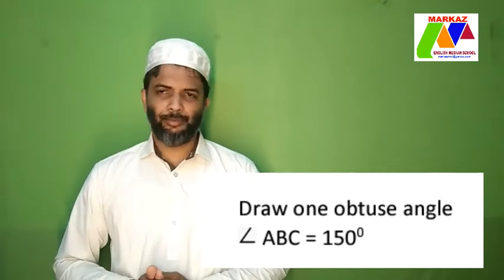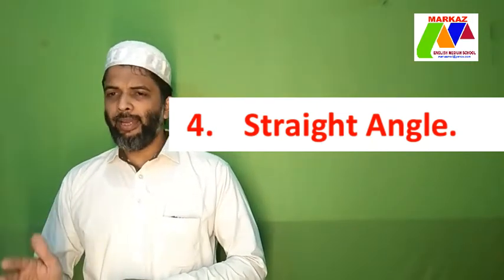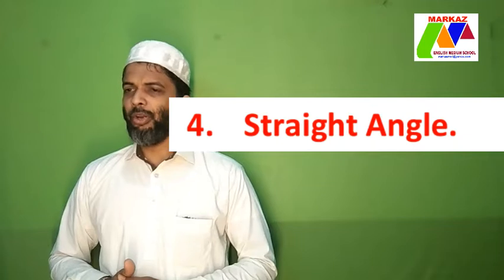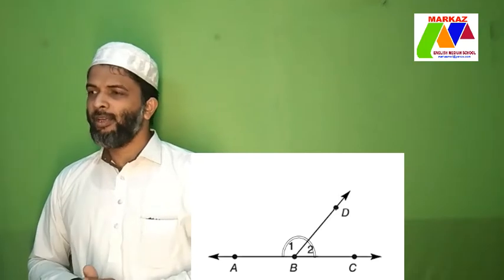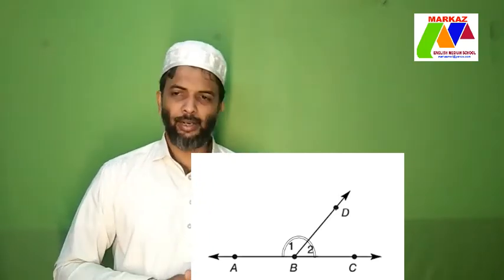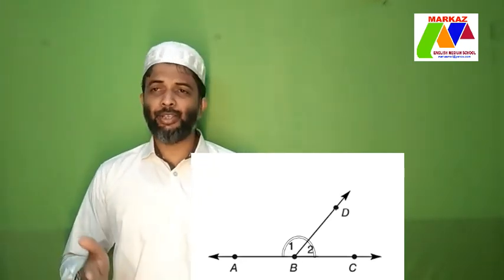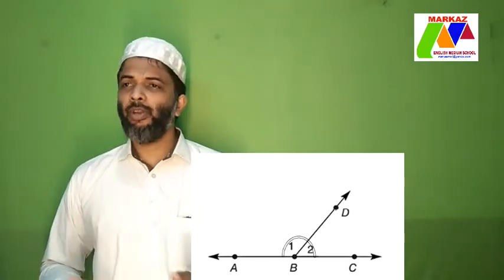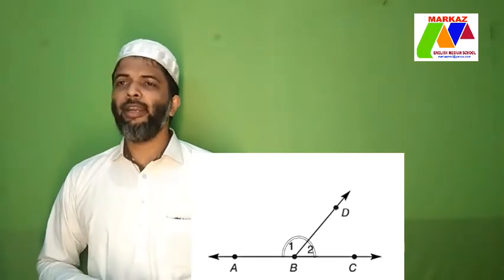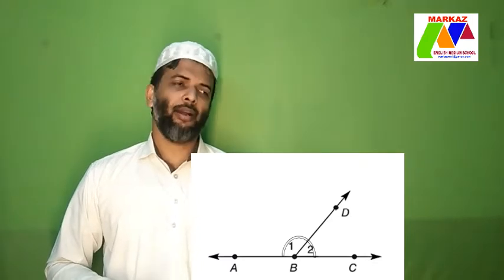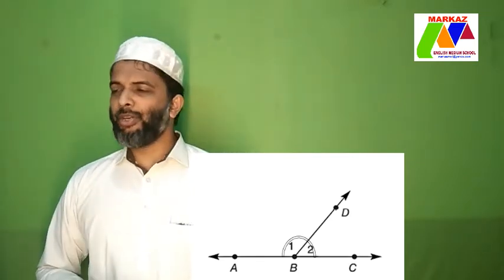Fourth one, straight angle. What is a straight angle? If we draw a line across another line, we know there will be an intersection point and there are two angles. The total measure of those two angles will be 180 degrees. If one angle is 65 degrees, the next angle will be 115 degrees. If the total measure of angles in a straight line is equal to 180 degrees, it is called a straight angle. Draw a straight angle and measure its size.